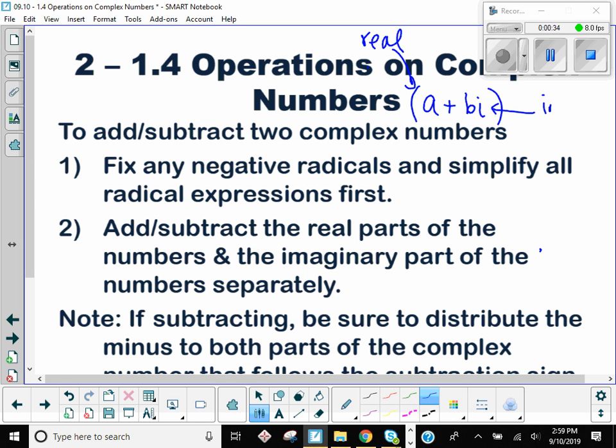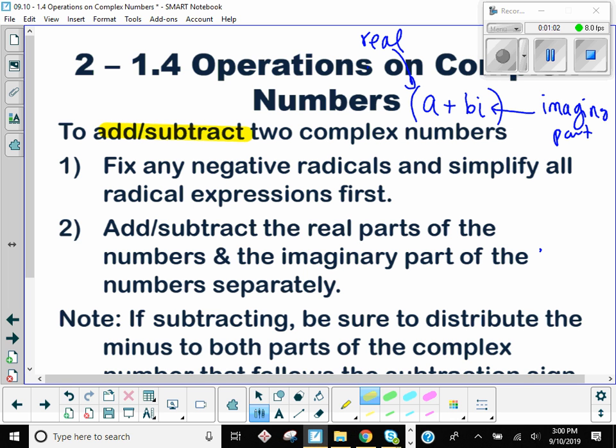BI is the imaginary part. And so any number that's written like this, we call it a complex number. Actually, every number that we know can be written like this. The front part of your notes is for adding and subtracting. When we're talking about operations on complex numbers, our operations are add, subtract, multiply, divide. On the front of your notes, we'll just be talking about adding and subtracting.